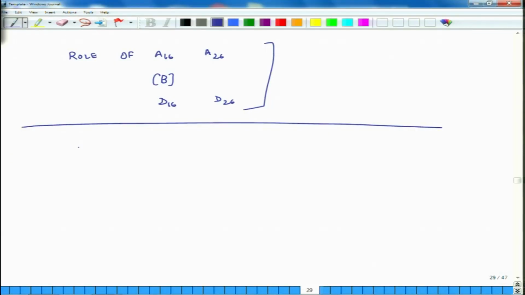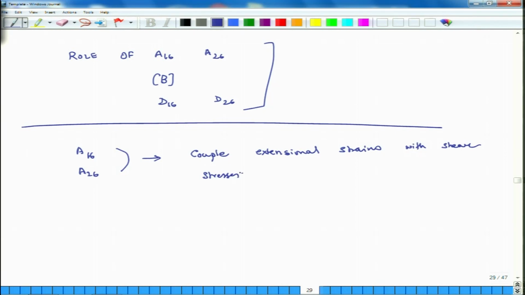So, what do A16 and A26 do? These two elements couple extensional strains with shear stresses, and they also couple shear strains with extensional stresses.